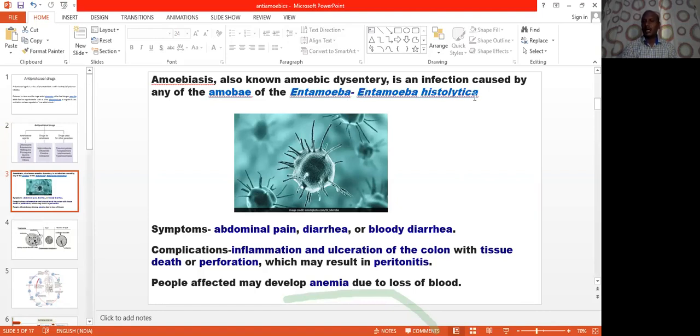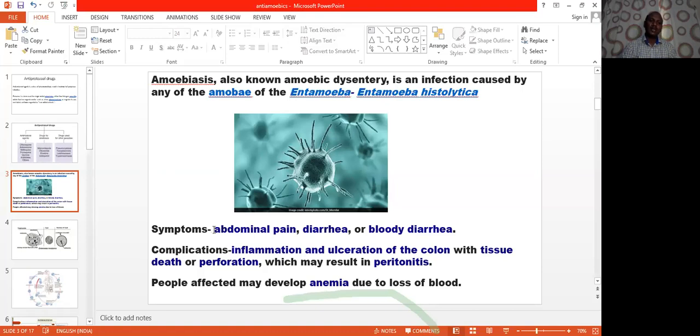caused by the protozoal organism Entamoeba histolytica. This is how Entamoeba histolytica looks in a high resolution image, and this is its shape. And what are the symptoms of amoebic dysentery, or amoebiasis?